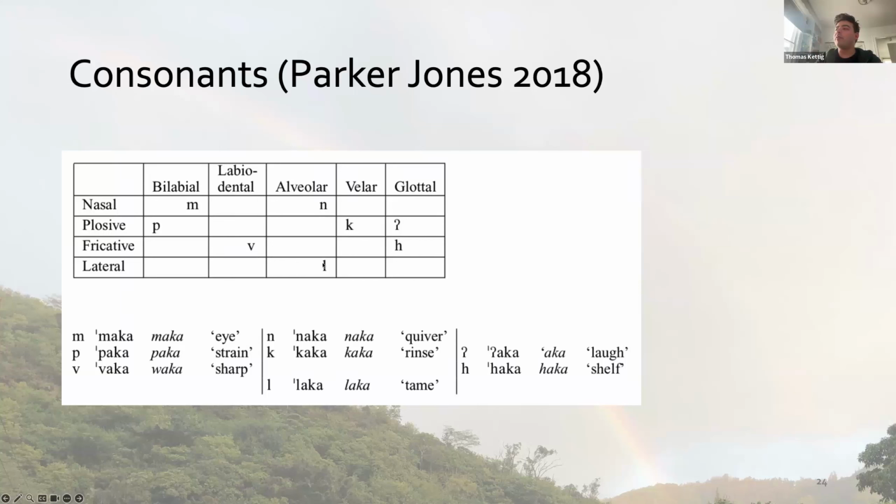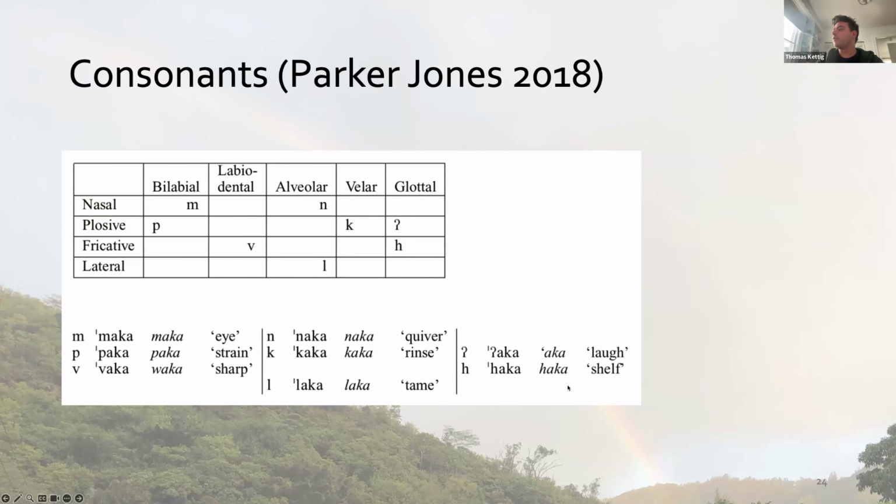Then we have these two alveolars, N and L, and then we have a velar K, and a glottal stop and an H. And because of the lack of consonants and the extremely limited options for syllabification, the glottal stop and the H actually have quite a high functional load in this language. And so there's a lot of interesting stuff about voice quality, so glottalization and breathiness, that I'd like to look at in the future in this language.